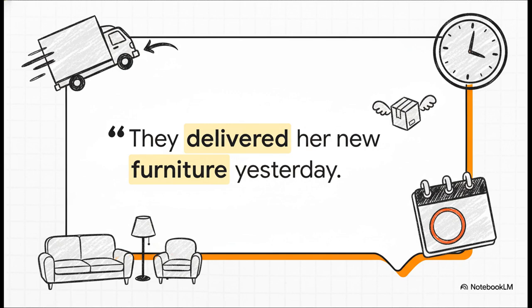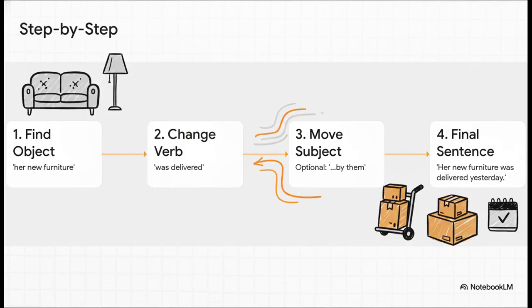You know the drill by now, right? What's the first step? Find that object. Exactly. The object is her new furniture. The verb delivered is past simple, so we need the past simple of to be, which is was, and then the past participle, delivered. The final sentence? Her new furniture was delivered yesterday.